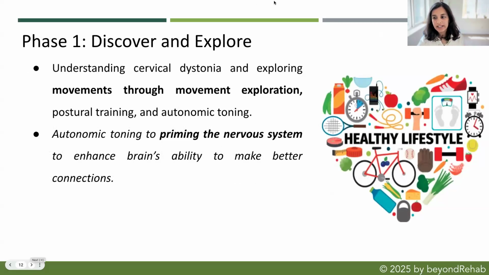Quickly, I'll talk about the stages. This is phase one, where we emphasize priming the nervous system. We really focus on mind-body training. Week one focuses on autonomic toning to prime the nervous system, to enhance the brain's ability to make better connections and get ready for movement training.